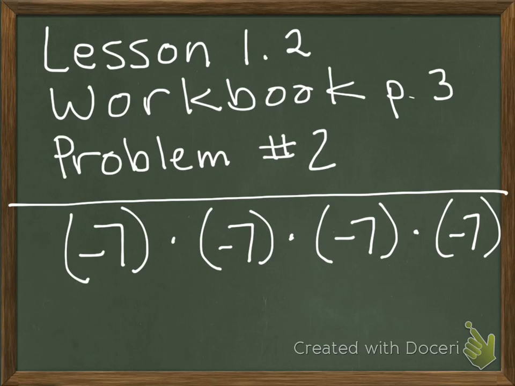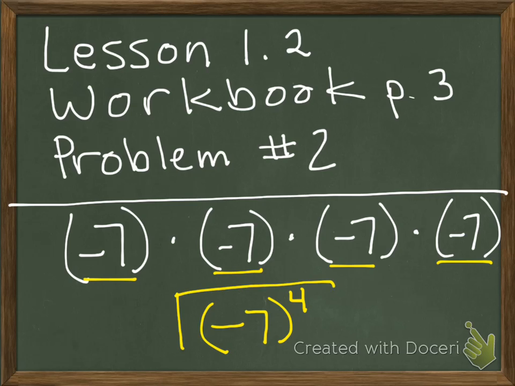Okay, for Chapter 1, Lesson 1.2, I'm going to work 4 problems for you. The first problem is number 2 on page 3 in your workbook. The question is -7 times -7 times -7 times -7, and we're supposed to write this expression using exponents. So since we have 1, 2, 3, 4 -7s, we're going to write this as -7 to the 4th power. And that's the solution to that problem.